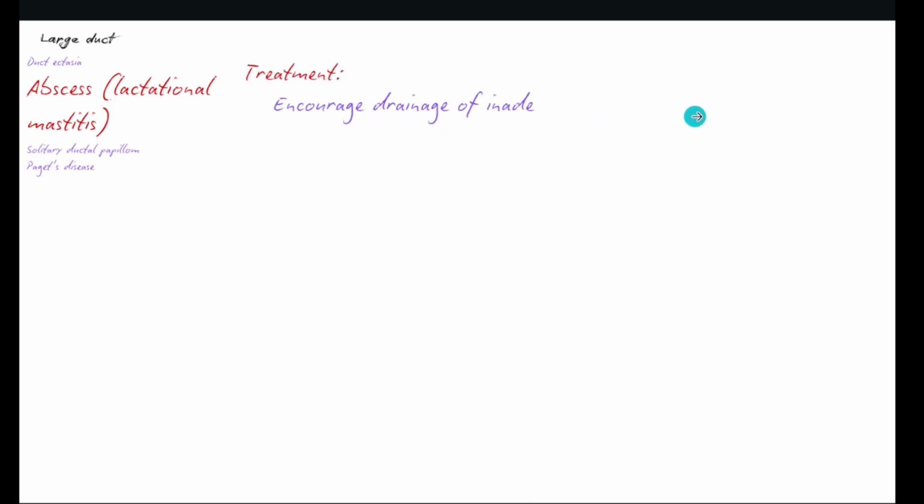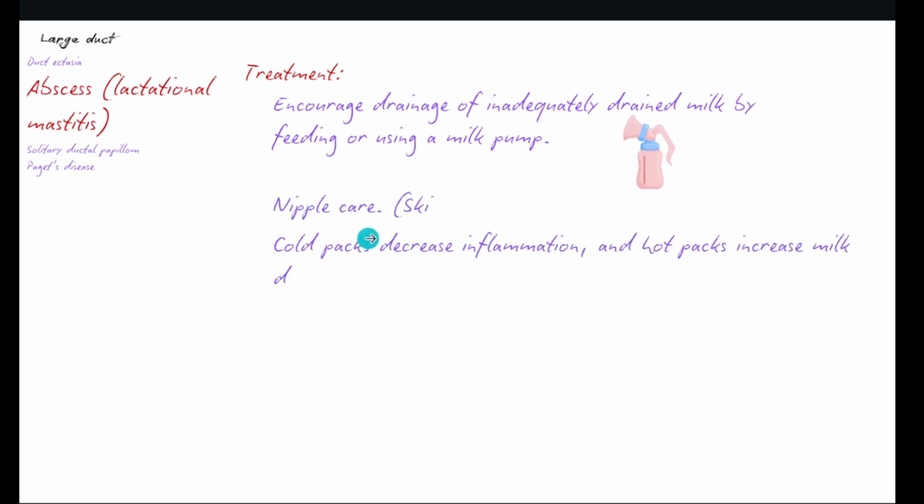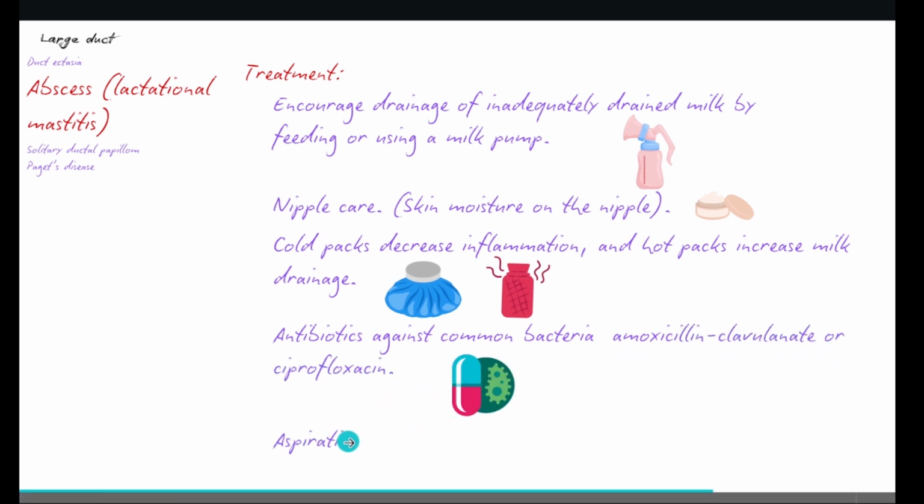Treatment: encourage the drainage of inadequately drained milk by feeding or using a milk pump. Nipple care: skin moisture on the nipple. Cold baths decrease the inflammation, and hot baths increase milk drainage. Antibiotics against common bacteria like amoxicillin or ciprofloxacin.